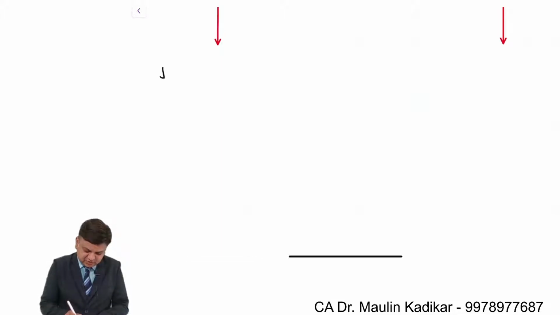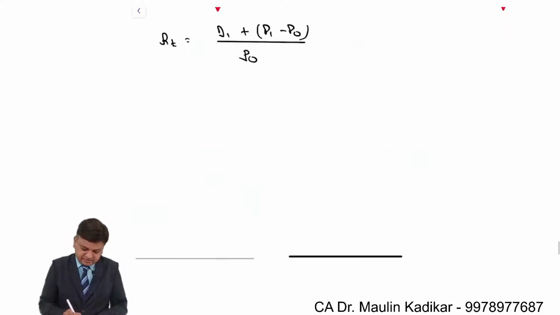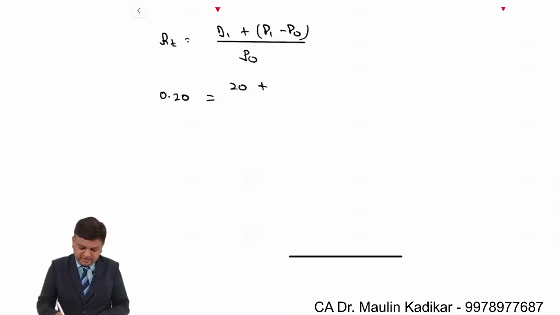The question says you are required to compute what should be the price of equity share at the end of the year, so that the investor is getting the return equal to the cost of equity. What is the return that investor desires? 20%. What is the dividend income? It is 20 rupees. P1, the price of the equity share at the end of year 1, is required to be found. I am assigning the variable X to it. Minus P0, that is the current market price of the equity share, which is 500. Whole divided by the current market price of equity share, again 500.